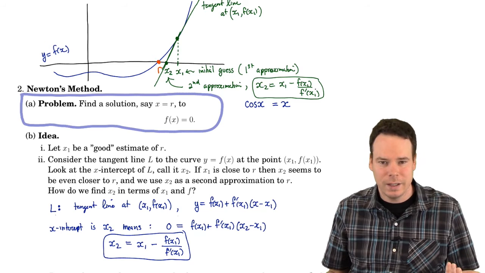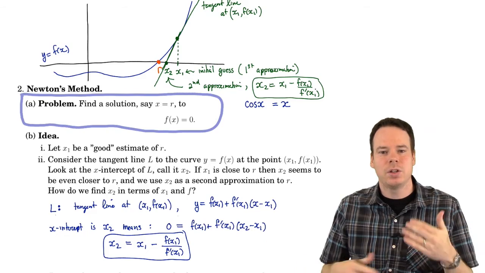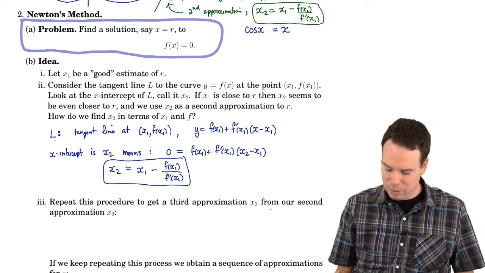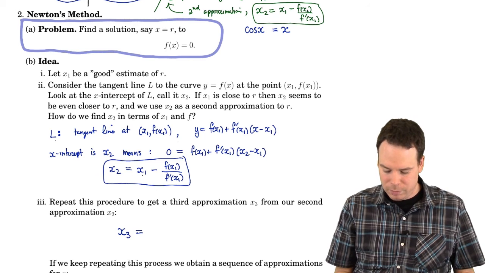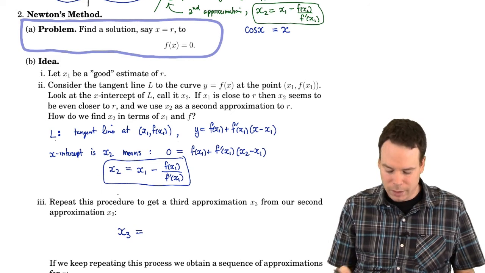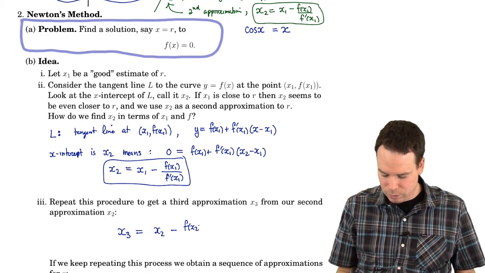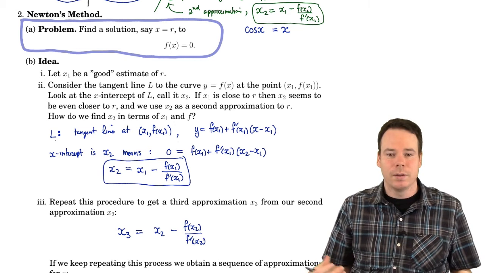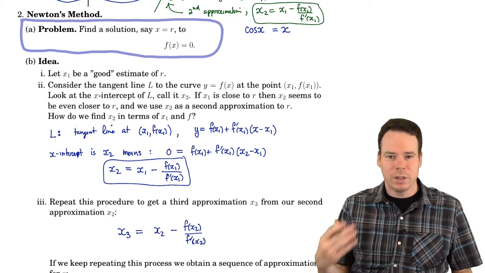Now we pretend that second approximation, which should have been better than x1, was our initial approximation and just iterate the process. Do it again. So we repeat this procedure to get a third approximation. How do we get the third approximation? We look at our approximation for getting x2 from x1 and we just apply that same thing now to x2. So we start with x2, we take away f of x2 all over f prime of x2. And that gives us a third approximation, which hopefully is better than the second. And then we can get a fourth approximation and a fifth approximation by doing this process over and over.